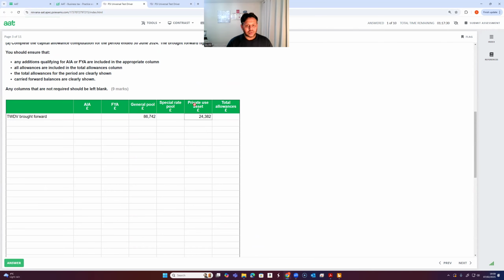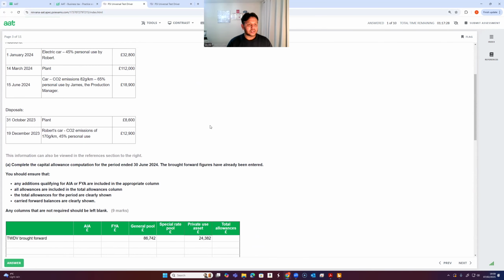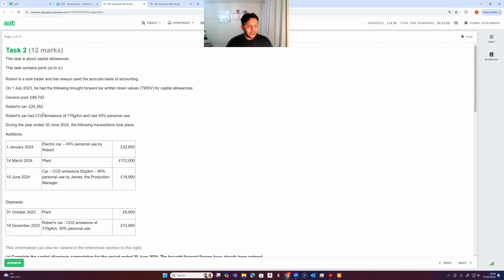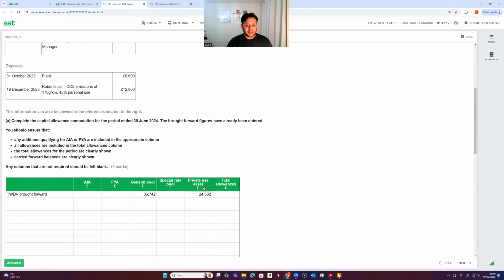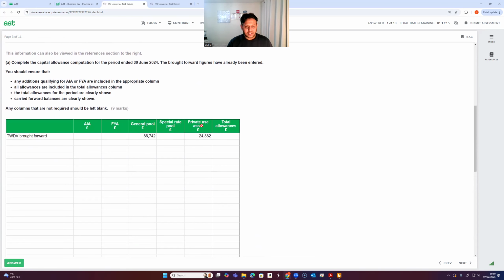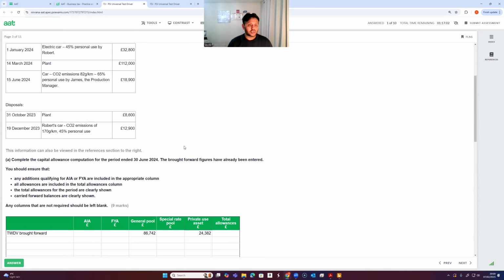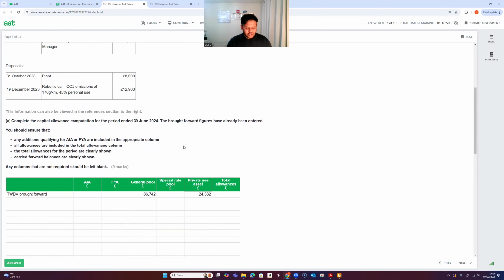Now you can see this one is a private use asset, because this asset is used by the director, and it has CO2 emissions of more than 50 grams, that is 170, and 45% personal use. So you can understand it will go to the private use asset. Remember that the private use asset and the special rate are not the same thing. The special rate is more than 50 grams, but not used for private purposes. The private use asset is more than 50, but used for private purposes as well. So you need to remember that. Okay, let's try this one.